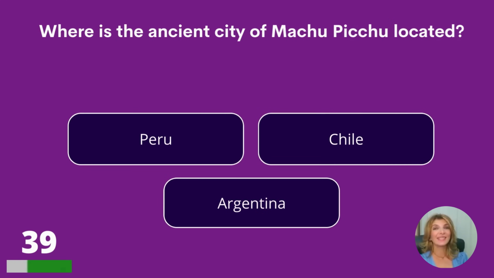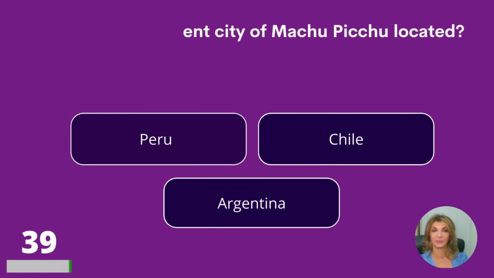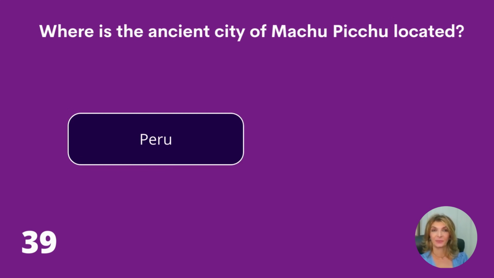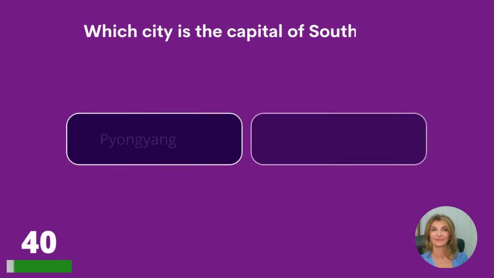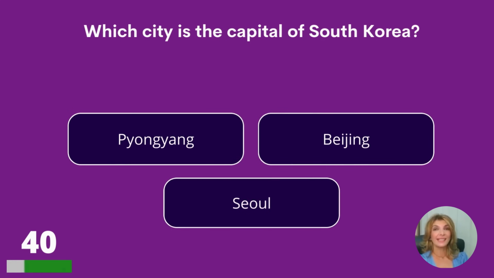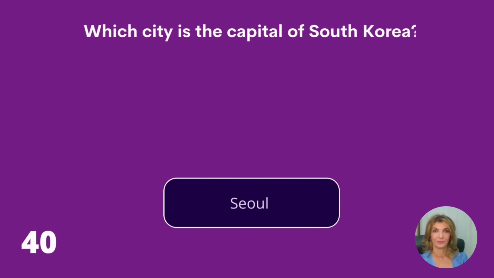Where is the ancient city of Machu Picchu located? Peru, Chile, or Argentina? Peru. Which city is the capital of South Korea? Pyongyang, Beijing, or Seoul? Seoul.